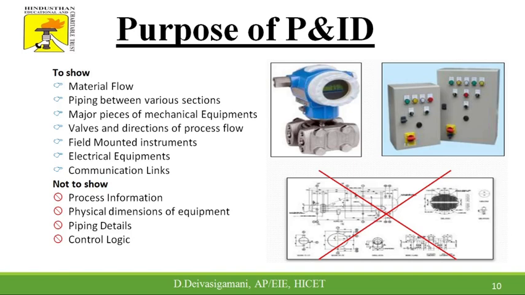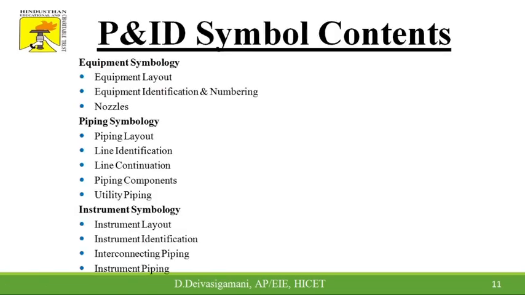The details like equipments, instruments, materials, piping, valves. So these details can be shown in the P&I diagram, and the other details like process information, physical dimension of equipment, piping details, and control logics. These and all we cannot disclose in P&I diagrams.